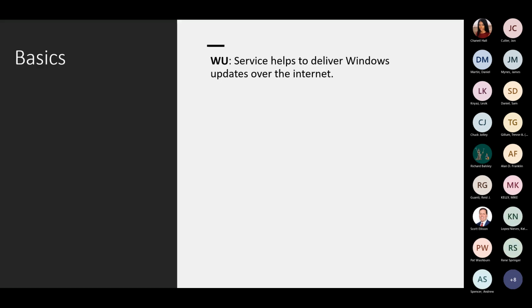So as you all know, Windows Update is a cloud service that helps to deliver Windows updates over the internet for both consumer as well as commercial devices. Windows Server Update Services is an on-prem tool that uses Windows Update in the backend, which syncs the updates from Windows Update and then helps you in deploying those updates to your endpoints and gives you more control.